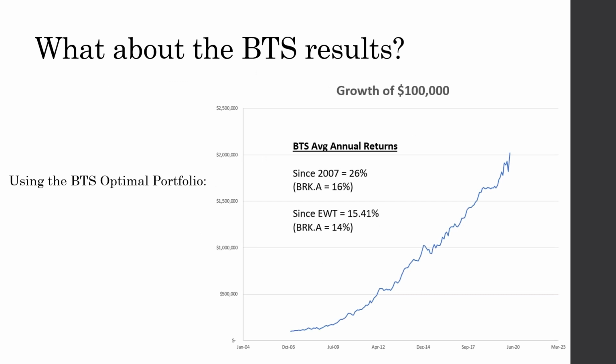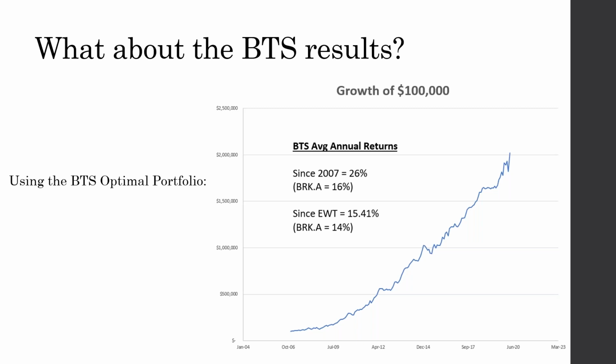I went ahead and updated the results through the current signal set because I haven't done that in a while, and I wanted to get that done. So if you follow the BTS optimal portfolio, which I'll discuss on the next slide in terms of how you allocate your positions, and you follow the steps mentioned in the guide, the BTS average annual return since 2007 has been 26%.